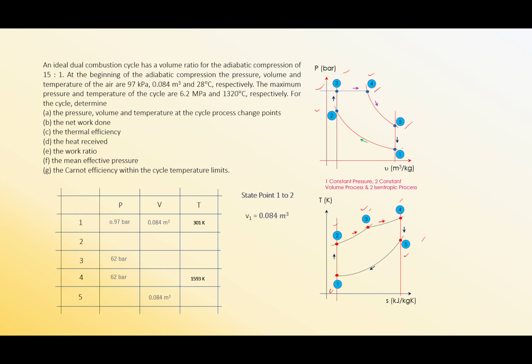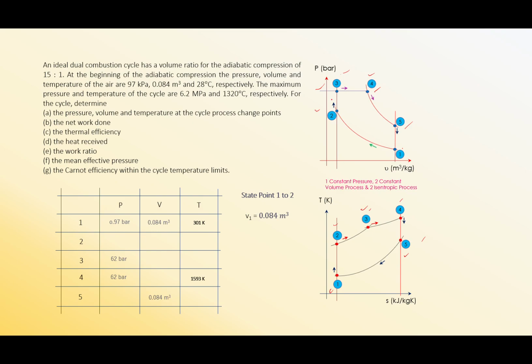When you refer to your PV diagram, the highest pressure is at points 3 and 4. That means P3 and P4 are equal to 62 bar. The maximum temperature given is 1320 degrees C, equivalent to 1593 Kelvin. You look for the highest temperature on your TS diagram, and that should be your T4. So fill everything into the table.